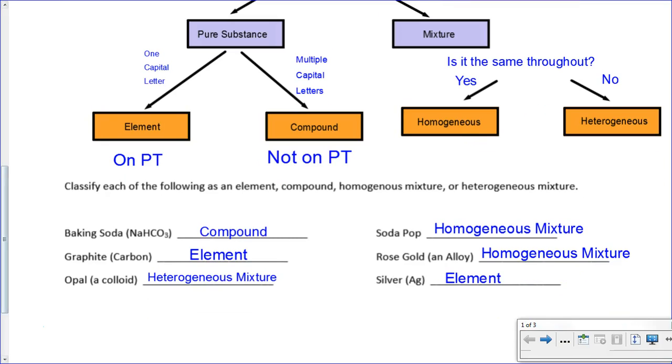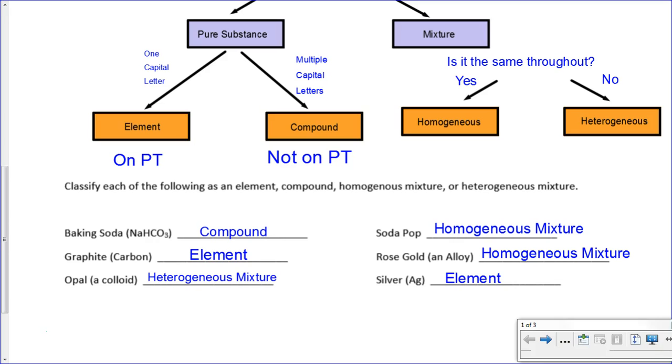So going on, classifying these things here, baking soda, we have a formula there, so it's a pure substance. It has multiple capital letters, so that makes it a compound. All right, different things chemically bonded together, sodium, hydrogen, carbon, and oxygen all in there. Graphite, I told you, is just carbon. Carbon is one element. It's on the periodic table, so graphite is a form of carbon, which is an element.